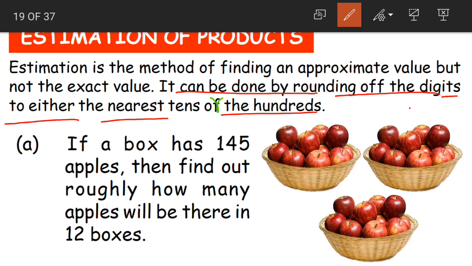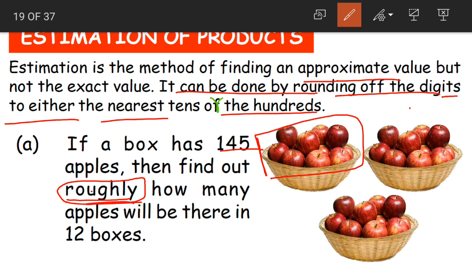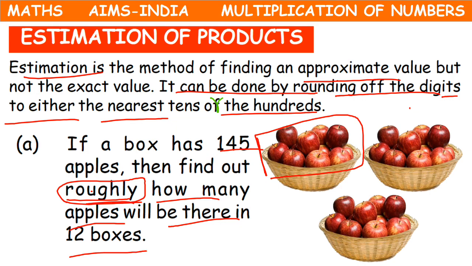What are they saying here? In a box we have 145 apples, then we have to find out roughly. Pay attention to the word roughly here. Roughly means they want us to give an approximate or an estimated value but not the exact value. So how many apples will be there in 12 boxes?